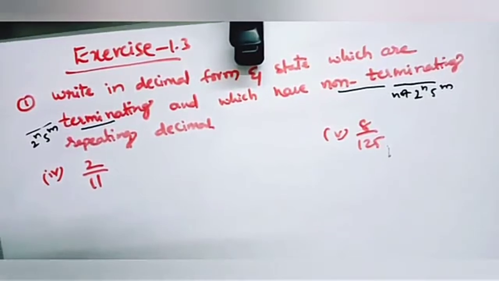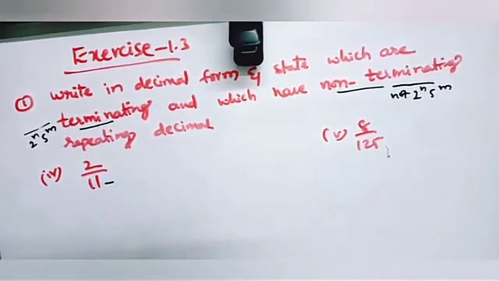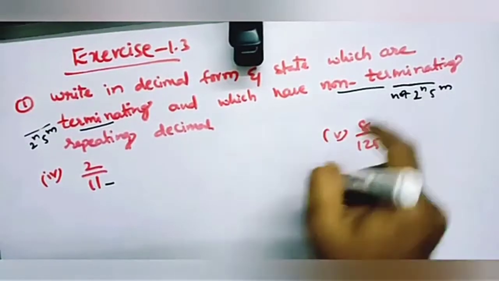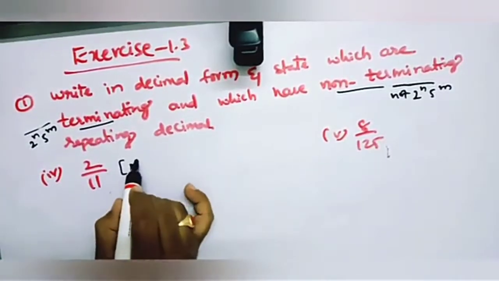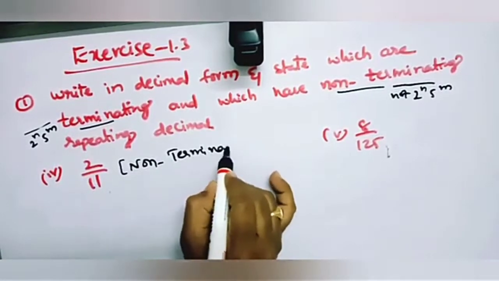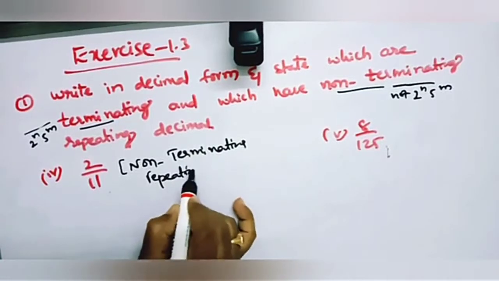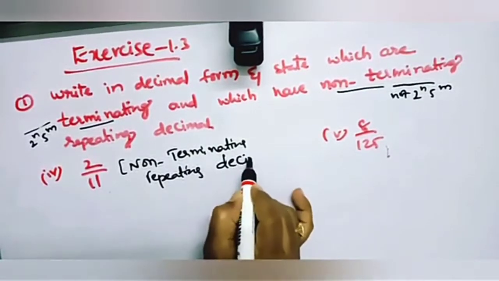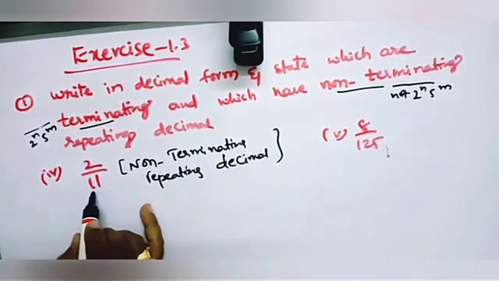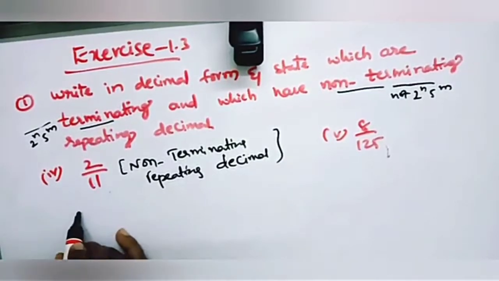Fourth one is 2 by 11. See 2 by 11, the denominator is 11. It is not in the form of 2 power n and 5 to the power of m. So it is a non-terminating repeating decimal. Why? Because the denominator is not in the form of 2 power n and 5 to the power of m. So you should do the division and you can write the decimal number.